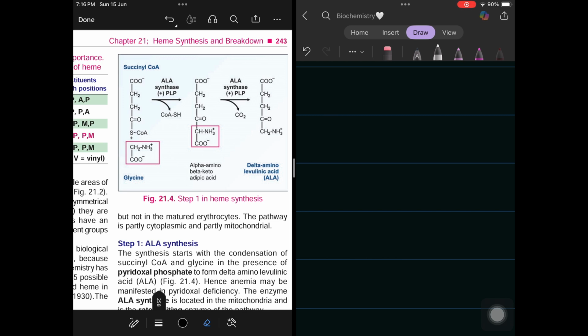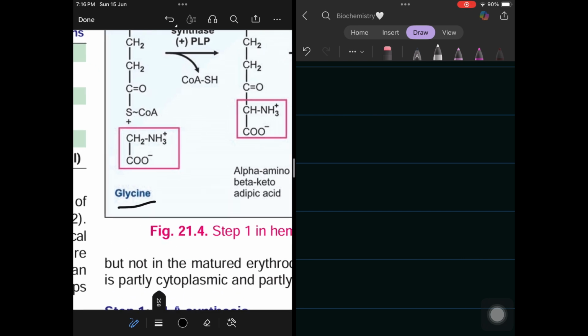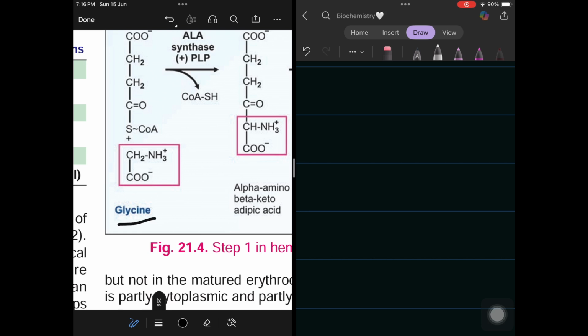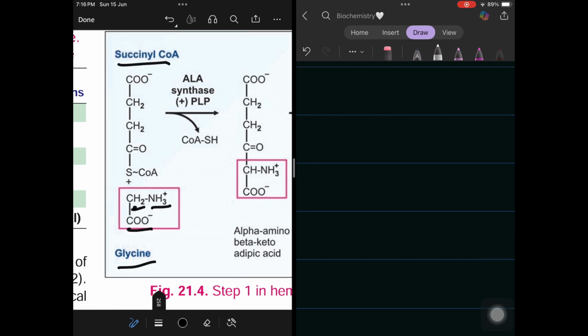So it comes from glycine and succinyl-CoA. Glycine, as you might know, is the simplest amino acid. It has amino, acid, and a carbon with two hydrogens. Simple guy. Then we have succinyl-CoA. Succinyl-CoA, if you remember, comes from the TCA cycle or the tricarboxylic acid cycle or the Krebs cycle. It's one of the intermediates, right?